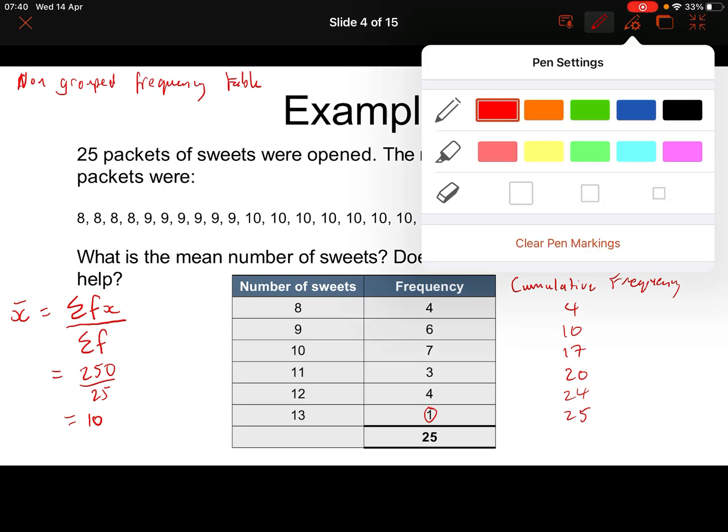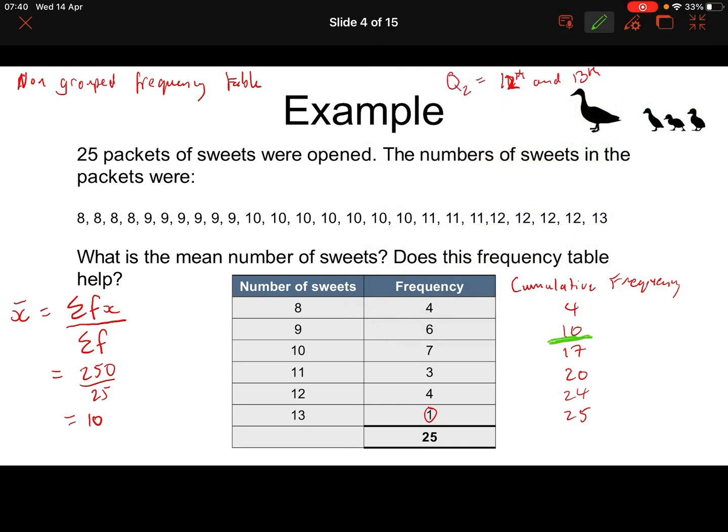Up to here, we've got 10. So 12, and then up to here, we've got 17. So the 12th and the 13th numbers must appear in this group here. So they're both 10. The 12th and the 13th numbers are both 10. Well, if both the 12th and the 13th numbers are 10, then the median must be equal to 10 as well. Okay, the mean was also equal to 10. So the mean and the median both equal 10.